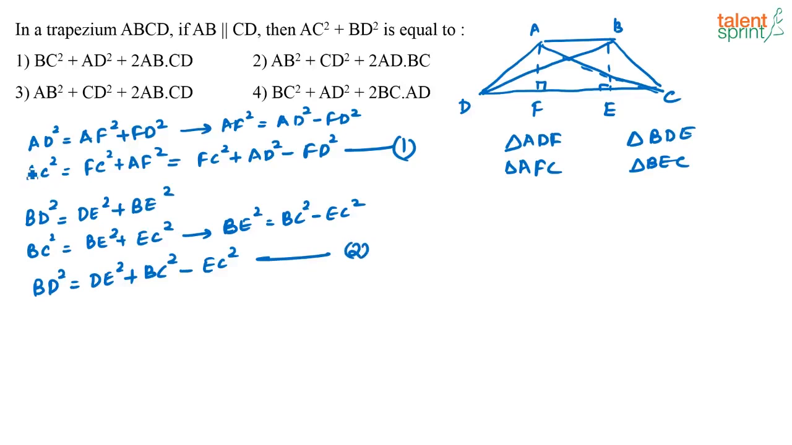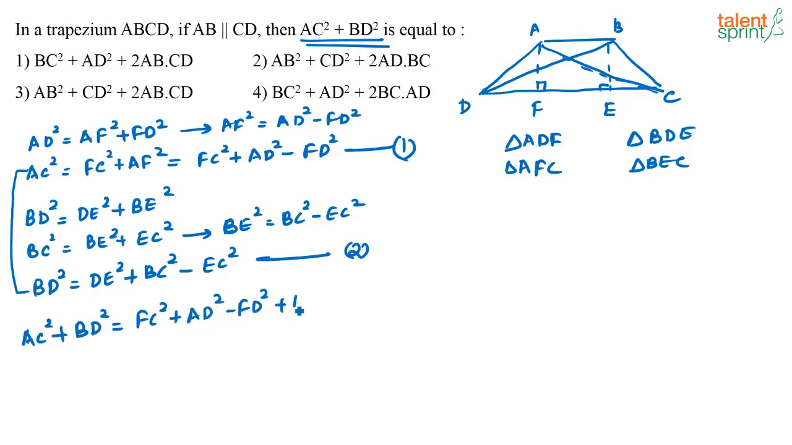What should I find out? I have to find out the value of AC squared plus BD squared. Add these two equations, what will you get? AC squared plus BD squared is equal to, add these two, right? FC squared plus AD squared minus FD squared plus DE squared plus BC squared minus EC squared, right?